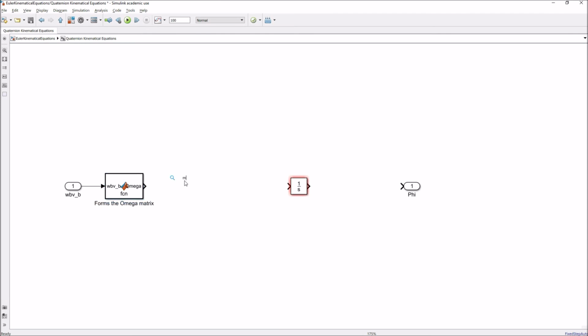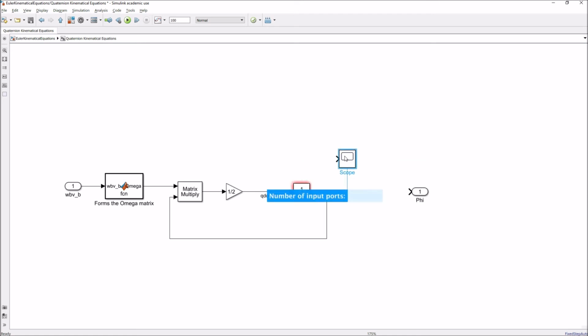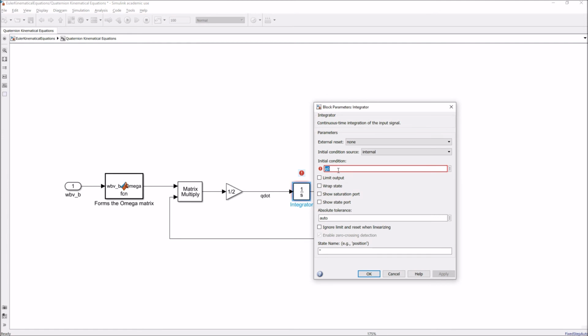The next thing I'm going to need is a matrix multiply that we talked about on the board. I'm going to multiply that matrix with Q, which is that signal, and then if I hit this with a gain of 1/2, we should finally get Q dot. So this signal here is Q dot, and coming out of the integrator should be Q. Maybe this is a good spot to leave it for now. Let's put a scope on this so that we can see if we're actually calculating quaternions successfully. You notice this is red because it has no idea what the initial condition is.